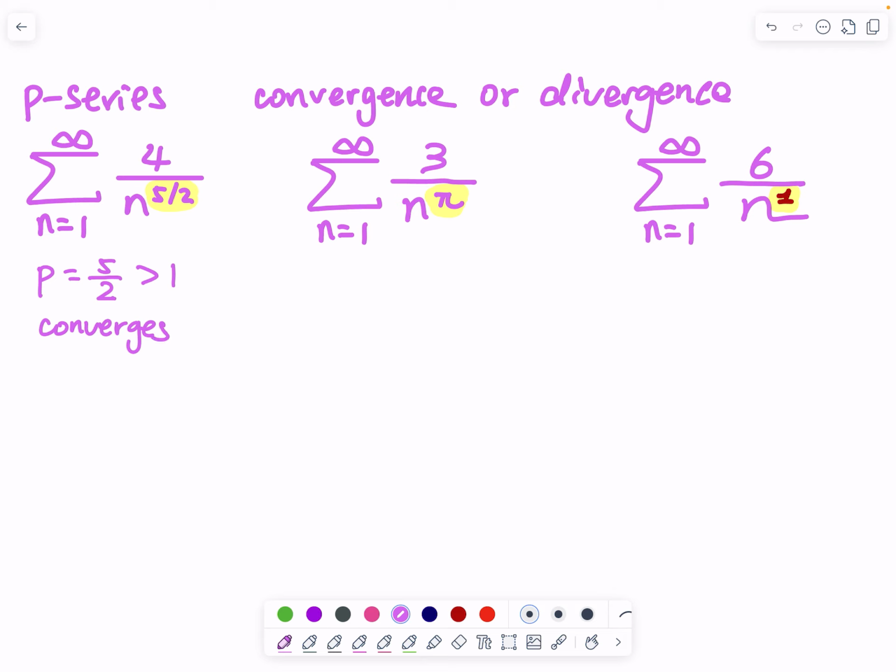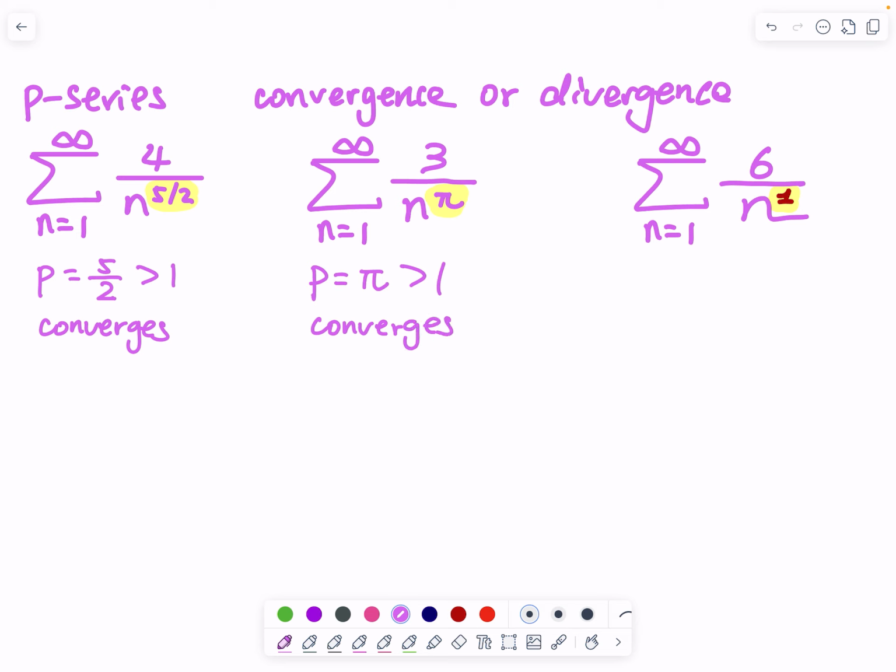And then the next one, the power is equal to pi. Oh, by the way, I don't think this p really represents power. The letter p in the p-series really stands for a parameter, I guess. I don't think the p represents the word power. So p is equal to pi. Pi is greater than 1, so that converges.